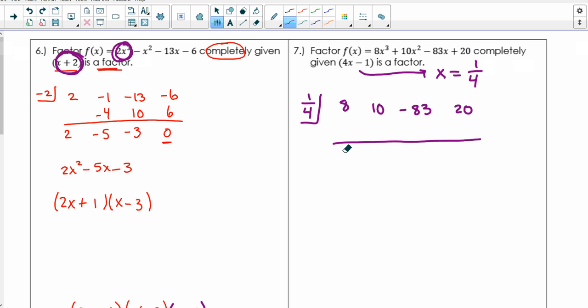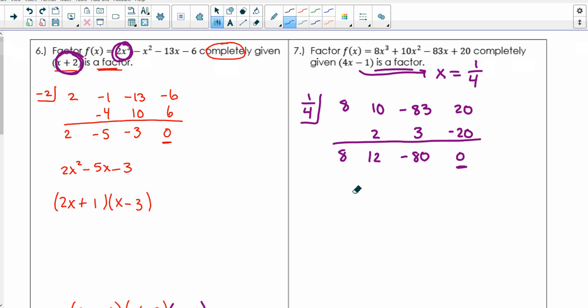Okay, so I have an 8. A fourth of 8 is 2. Whenever we're looking for a fourth, it means we're dividing it by 4. Add these up, I get 12. A fourth of 12, or 12 divided by 4, is 3. Add these up, you get negative 80. Negative 80 divided by 4 is negative 20. And again, notice that I get this 0. If I didn't, I did something wrong because it's a factor. It must give me a remainder of 0.